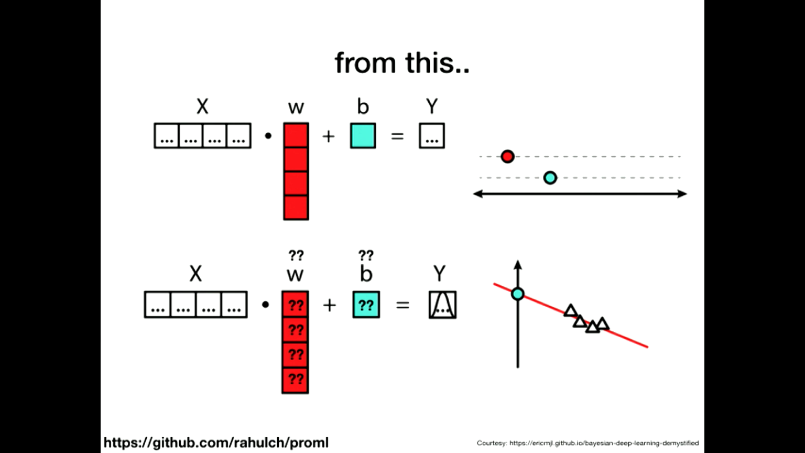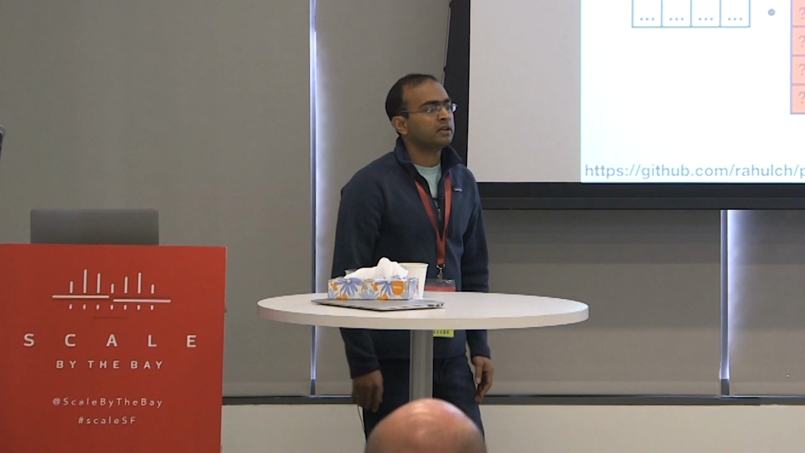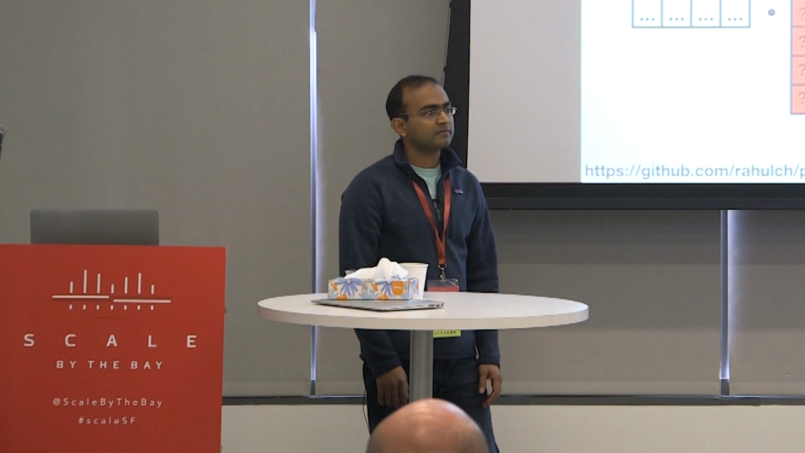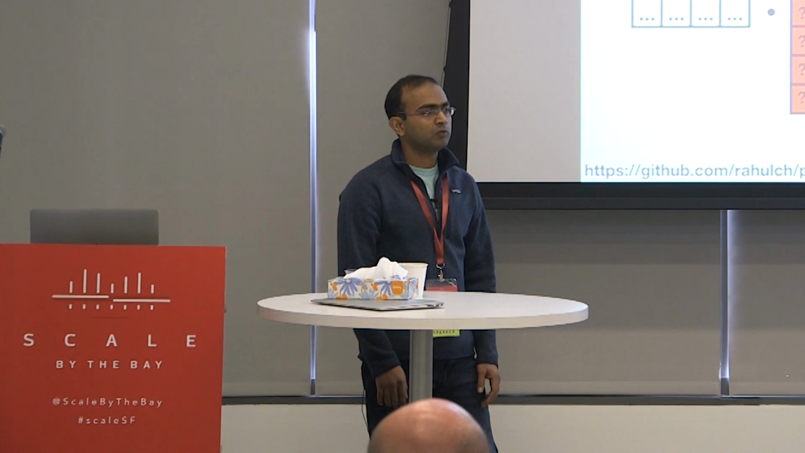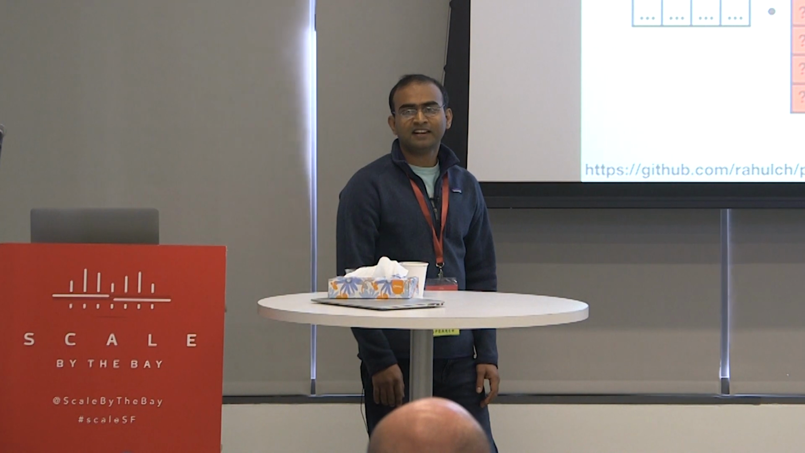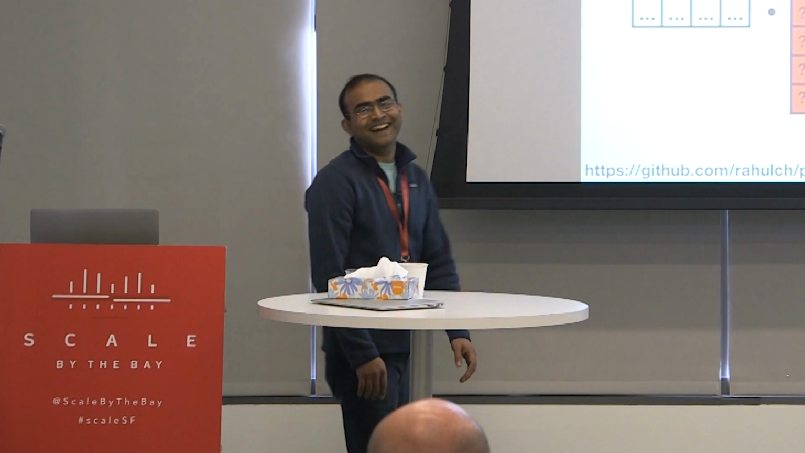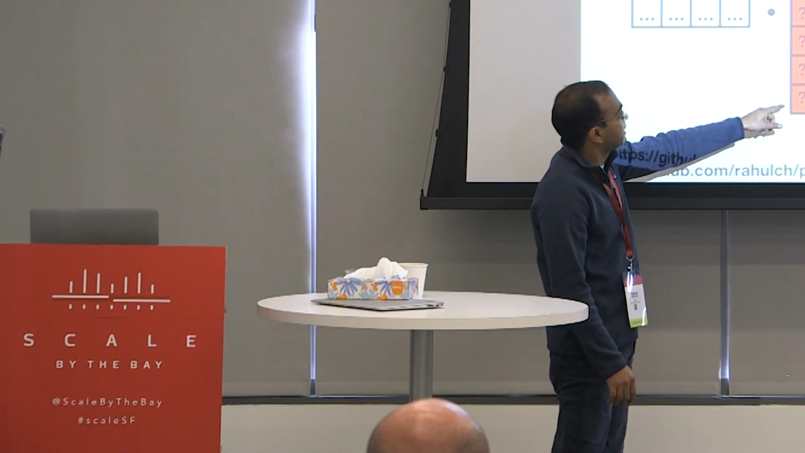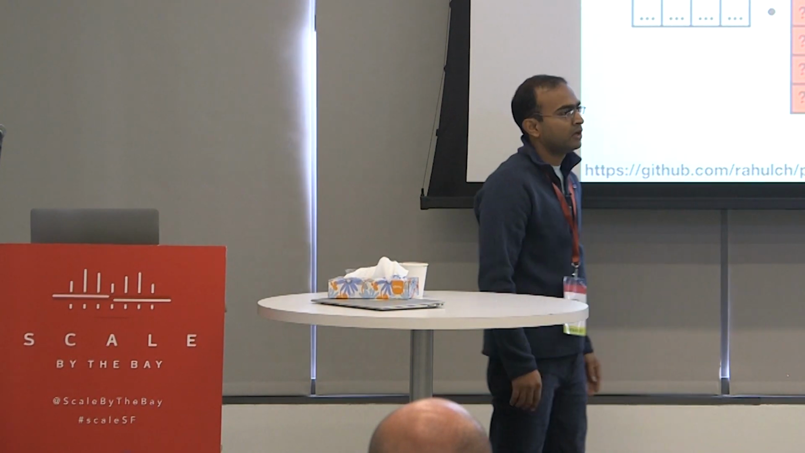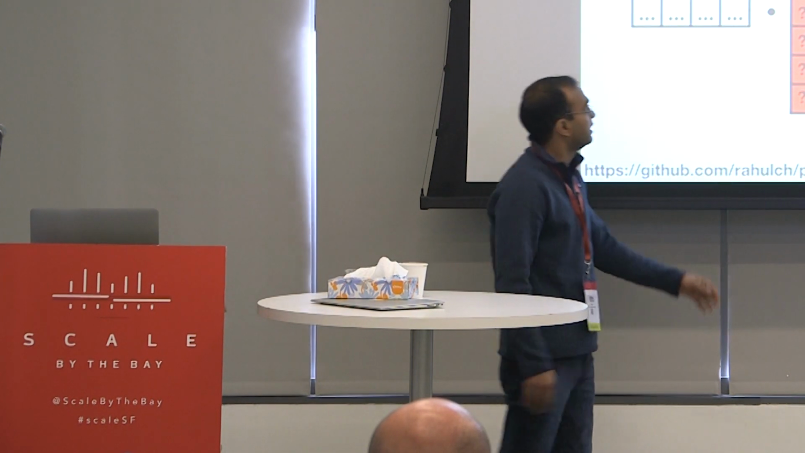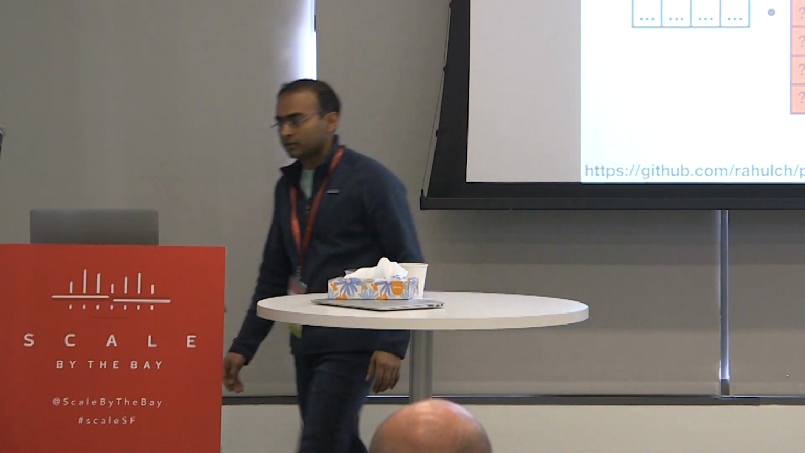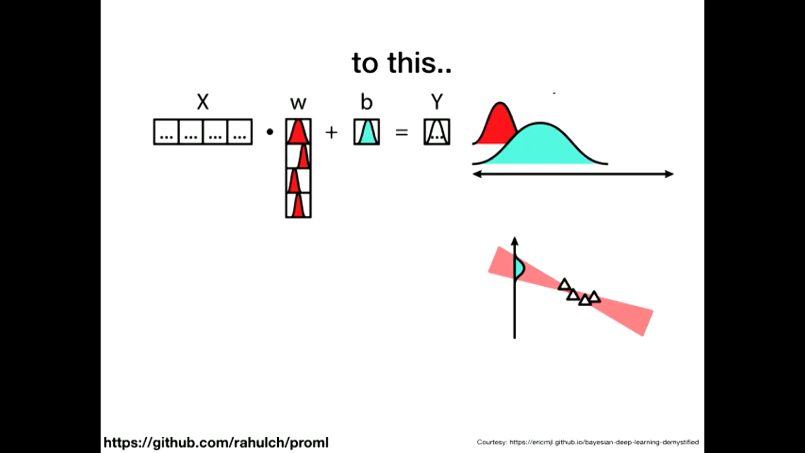So my question to you is, what do you do with these weights so that you get a distribution back at the end? Can anyone take a guess? No guesses? Avi, you know the answer. Essentially, instead of looking at these as points, you have to make them probability distributions. And when you multiply a point with a probability distribution, you get a probability distribution at the end. So let's take a look at that.